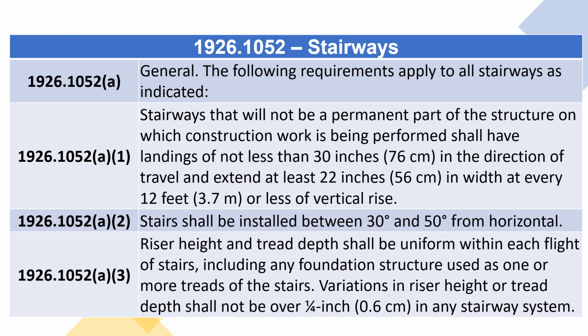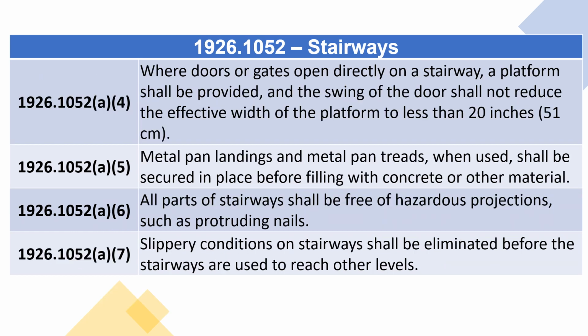1926.1052(a)(3). Riser height and tread depth shall be uniform within each flight of stairs, including any foundation structure used as one or more treads of the stairs. Variations in riser height or tread depth shall not be over a quarter inch, 0.6 centimeters, in any stairway system. 1926.1052(a)(4). Where doors or gates open directly on a stairway, a platform shall be provided, and the swing of the door shall not reduce the effective width of the platform to less than 20 inches, 51 centimeters.